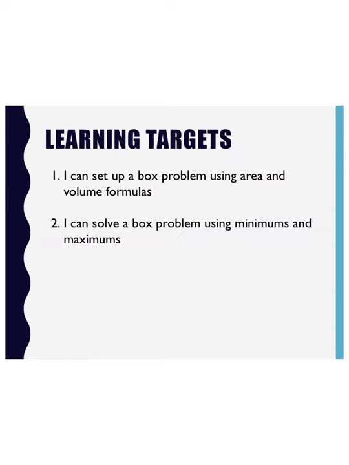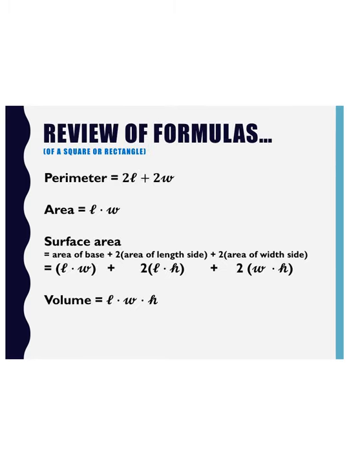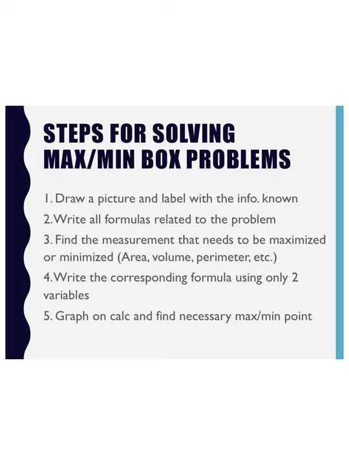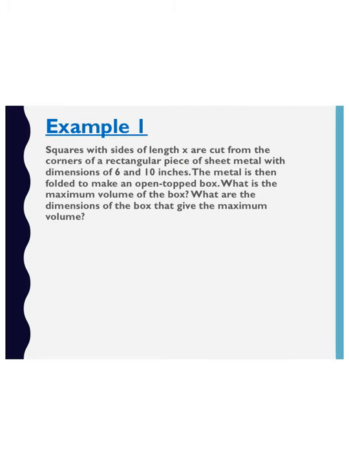But let's do it. We're going to skip through all this. These are just basically your perimeter, area, surface area, and volume formulas. You should know those, and have those written down somewhere else before you do these questions. The general procedure with a box problem is, first, always draw a picture. Then write down what formulas you're going to use, and then you're going to end up substituting stuff, most likely. Eventually, you're going to have to graph something on your calculator and find either a maximum or minimum point, because these are optimization problems. So let's just get started here.